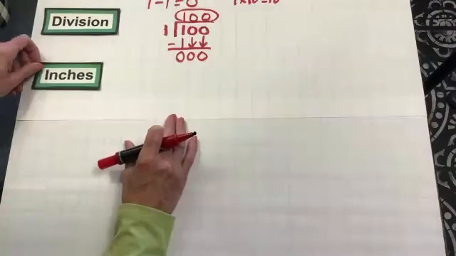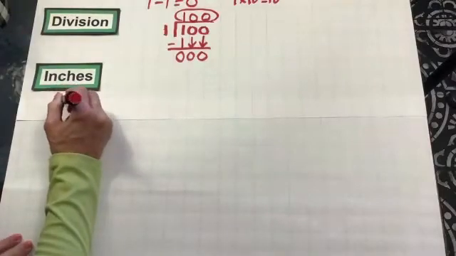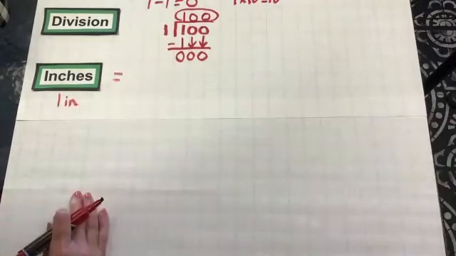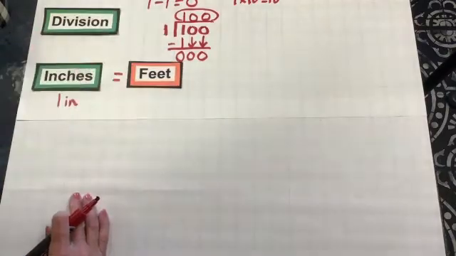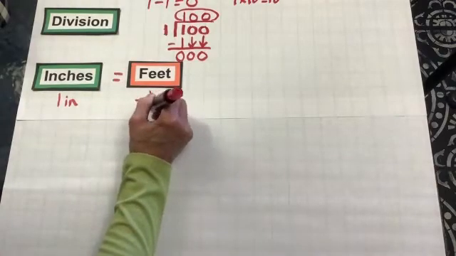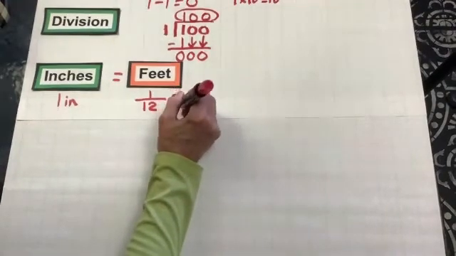Linear measurement that we're going to work on is inches. So we're going to say we have 1 inch today. So 1 inch, 1 in. And we're going to find the equivalent in feet. So there are 12 inches in every foot. So this would be 1 out of 12. So 1 inch is 1/12 of a foot.